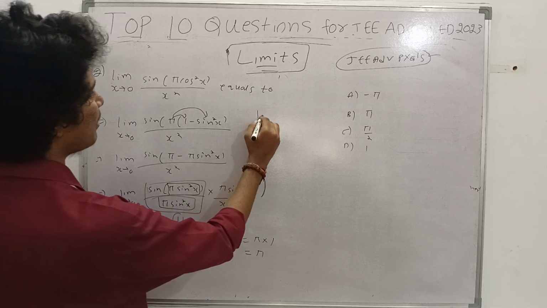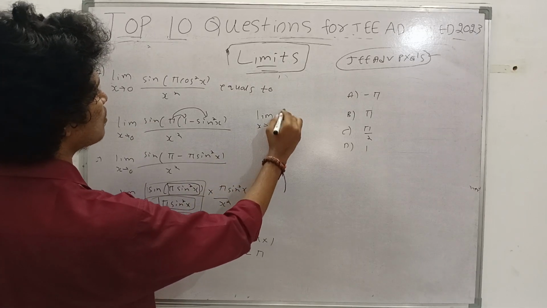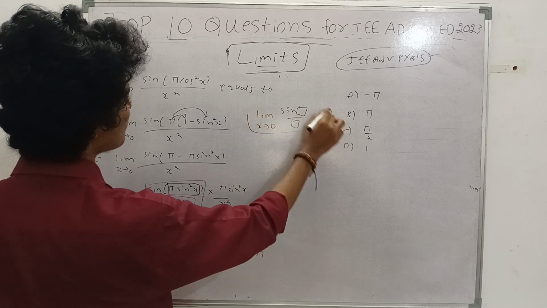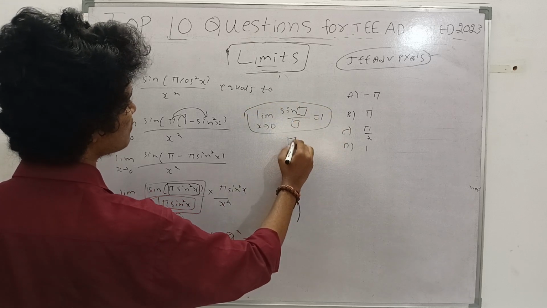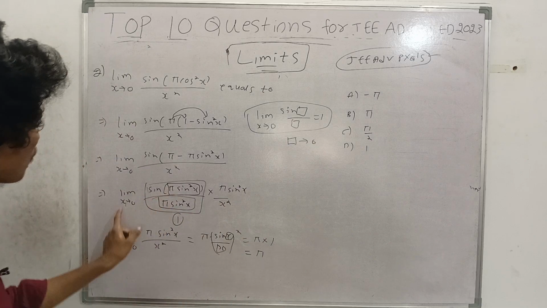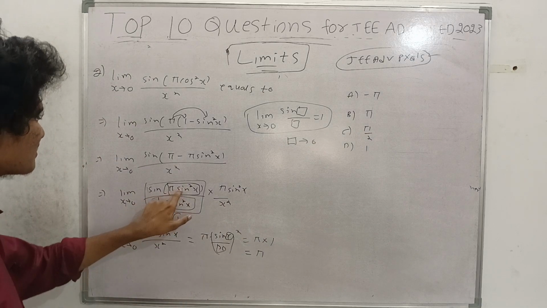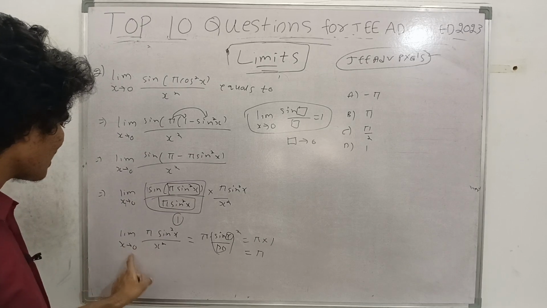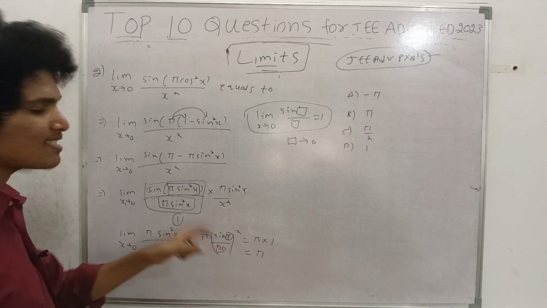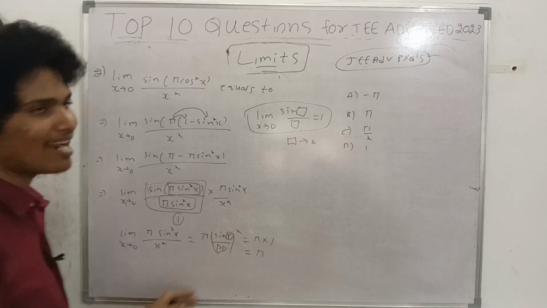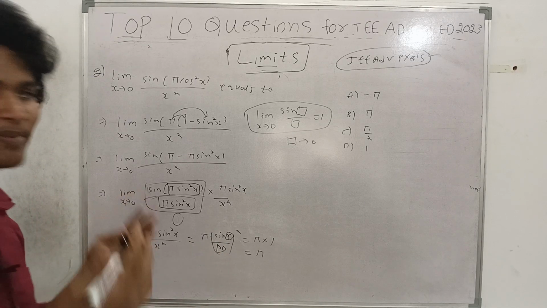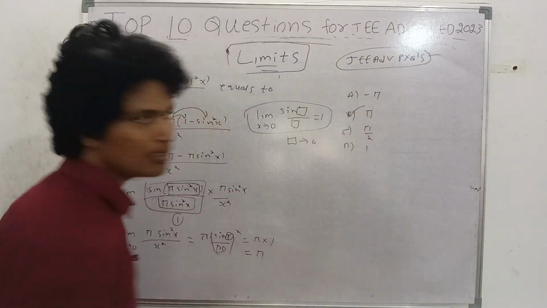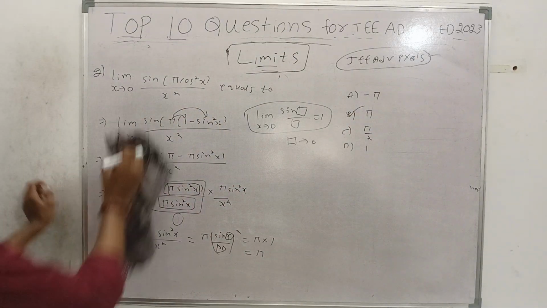This box: limit x tending to 0, sin(box) divided by box equal to 1. Box can be anything, but box should be tending to 0. Here box is tending to 0 when x is tending to 0, because when x is 0, this box is pi into 0, it will be 0. And again here, when x is tending to 0, it will be sin x by x, and when x is tending to 0, sin x by x is equal to 1, so this can be equal to pi. So option B is correct. Like this you have to do. Second question completed.